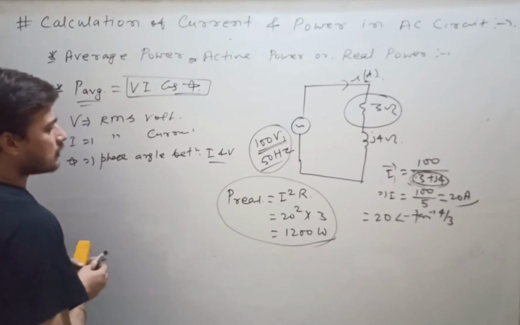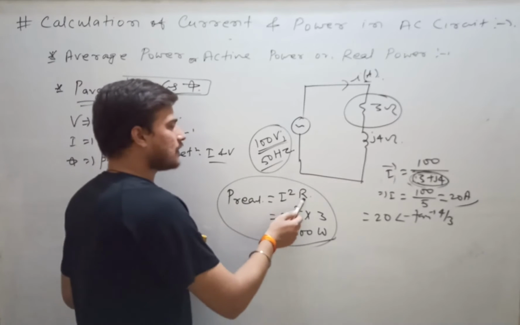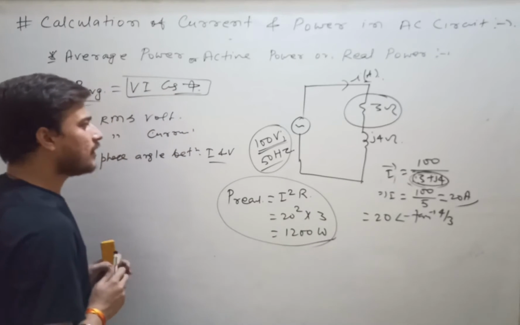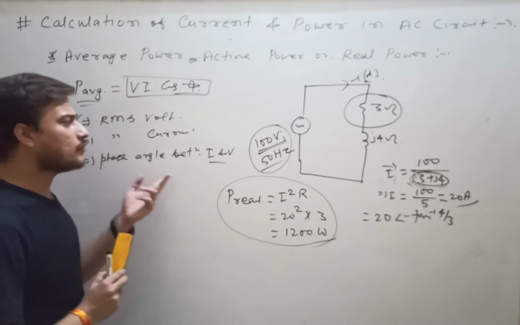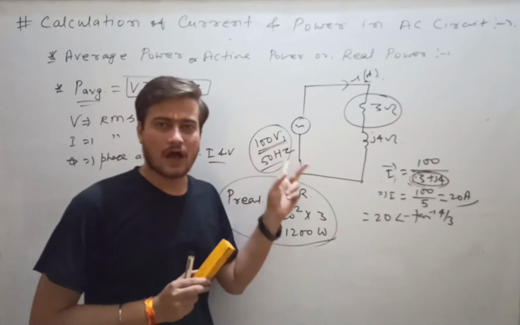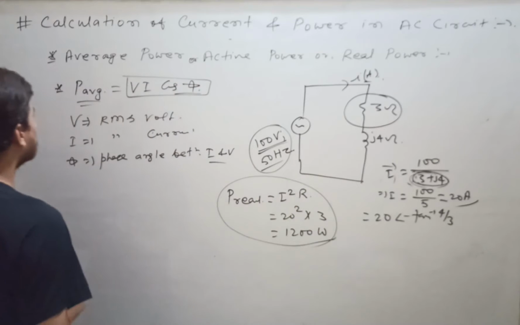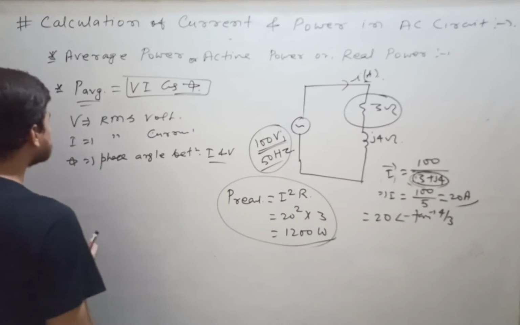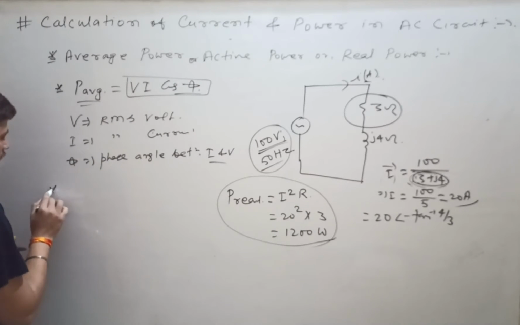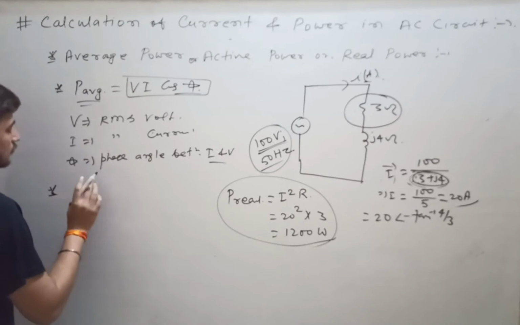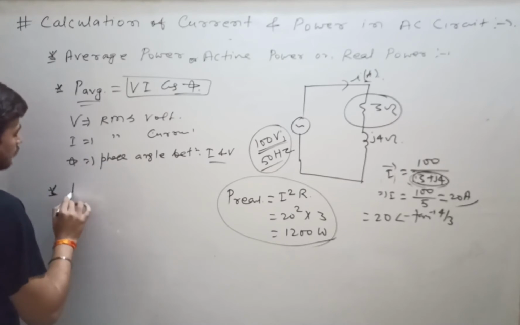So you can also write the real power equal to I square into R. Depending upon the condition of the circuit, you have to check which formula you have to apply to find average power or real power. Clear? Now there is another term, that is reactive power.